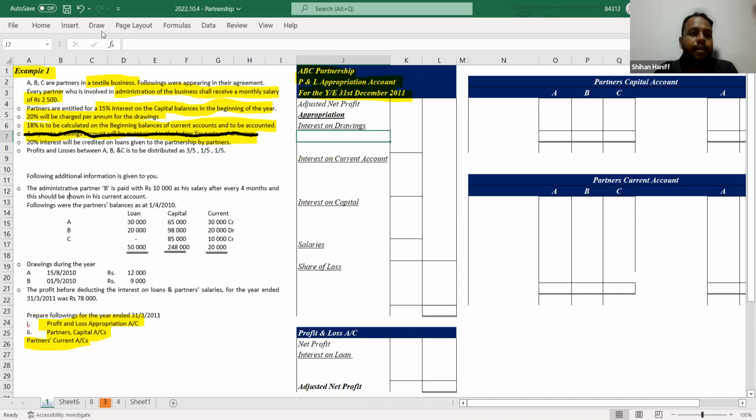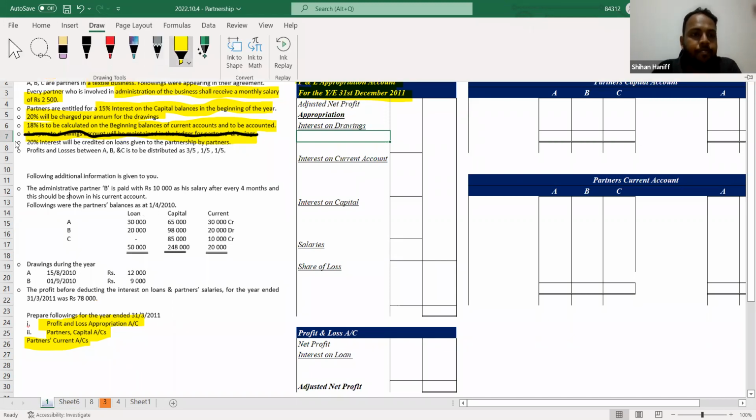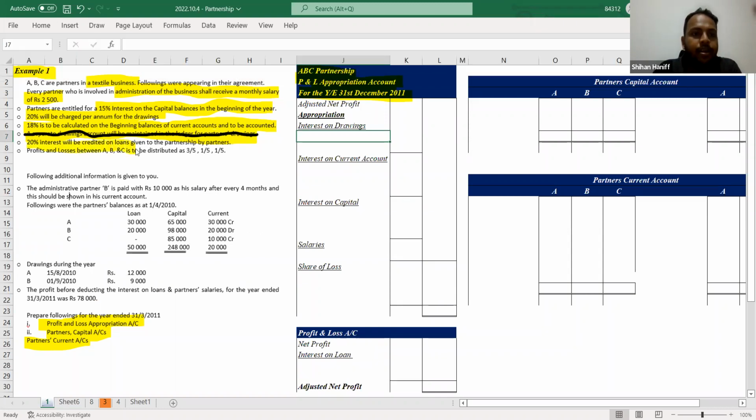Okay. Then 20% interest will be credited on loan given to the partnership by partners. The partner has given a loan, we need to pay 20% interest. Profit and loss, 3:1:1. Additional information, the administrative partner B is paid 10,000 as his salary after every 4 months, and this should be shown in his current account.